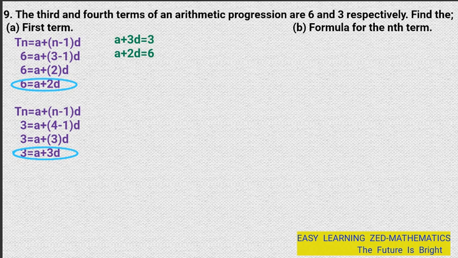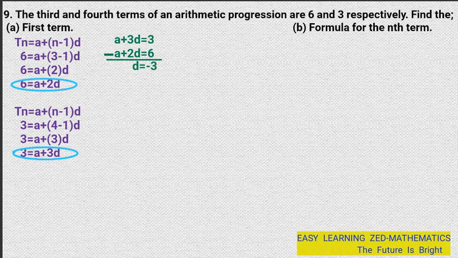Okay, once I've done that, since you have seen we have got the positive signs there, a plus and a plus, we're going to subtract, which is going to be minus. So you can see the a's are cancelling themselves out, because a minus a is equal to 0. Then 3d minus 2d will give us d. Then 3 minus 6 will give us negative 3. So negative 3 is the value of d. So that's the common difference.